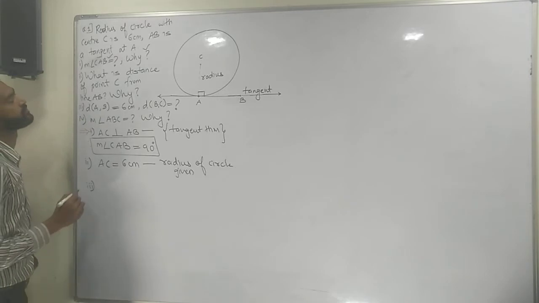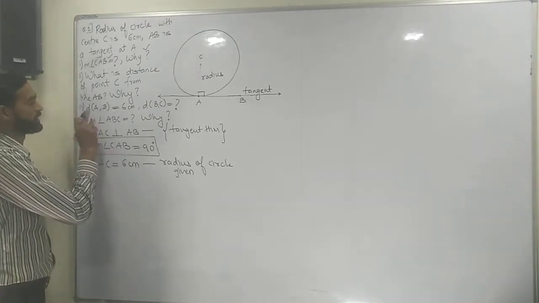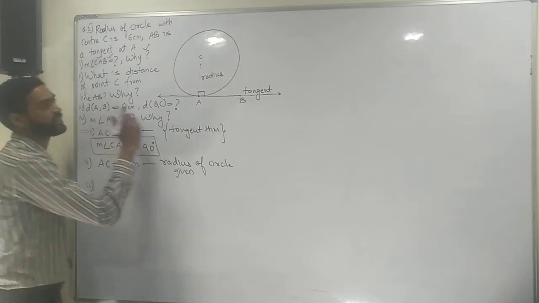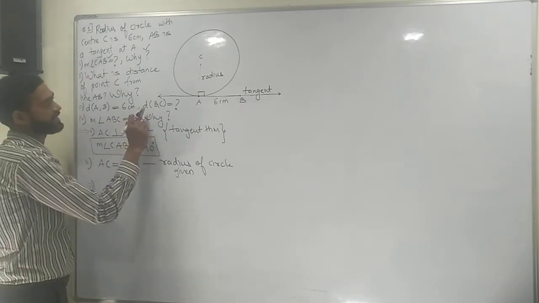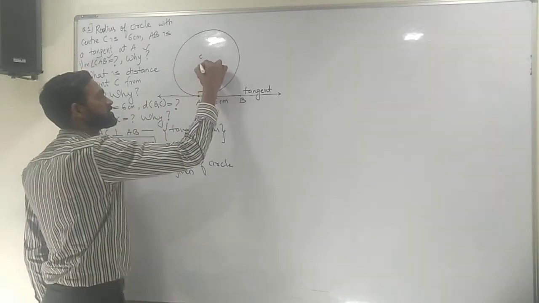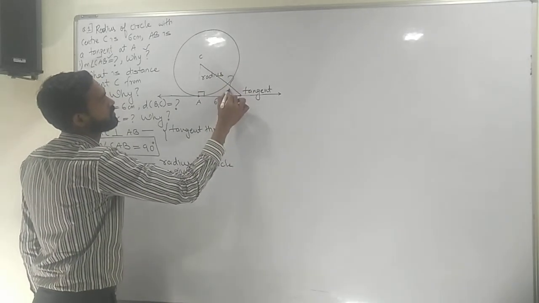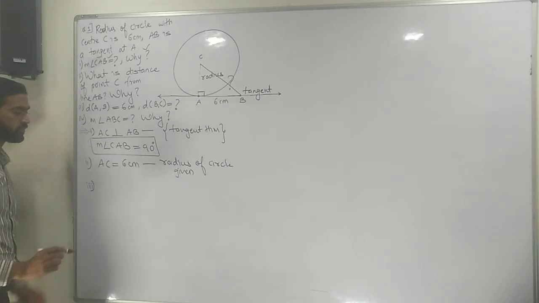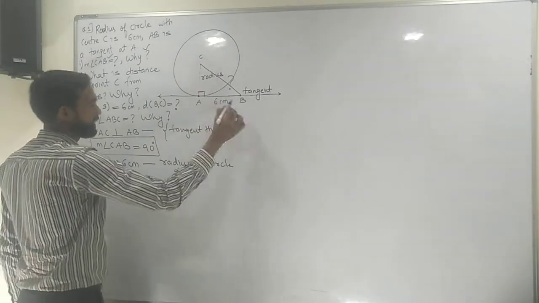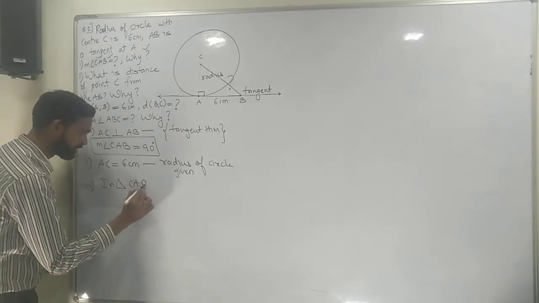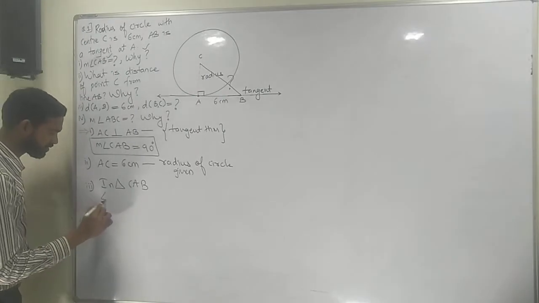Now the next one. Find the distance BC. Distance AB is given as 6 centimeter. Where is AB? This is 6 centimeter. And we need to find the distance BC. This is what we need to find out. So I can go back to the triangle. Can we see the triangle CAB? Yes, in triangle CAB.